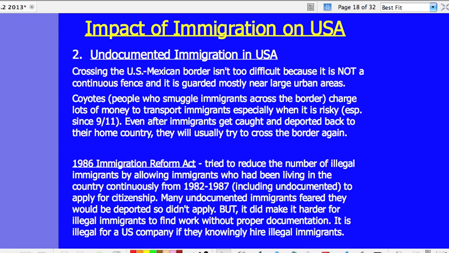It has made it harder for illegal immigrants to find work because they do need the proper documentation that shows that they are in the United States legally. It is illegal for a U.S. company to knowingly hire illegal immigrants. Although this doesn't stop companies from doing this, it is illegal.